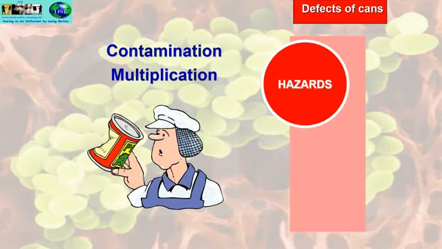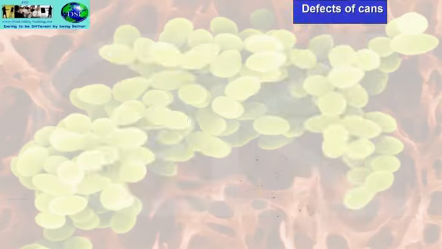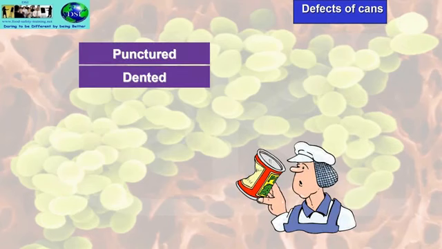Defects of cans. What are the hazards there? Well, we could get contamination or multiplication. So defects include punctured cans, which can let bacteria in, for example. Dented cans, that could affect the inside seal of the can.